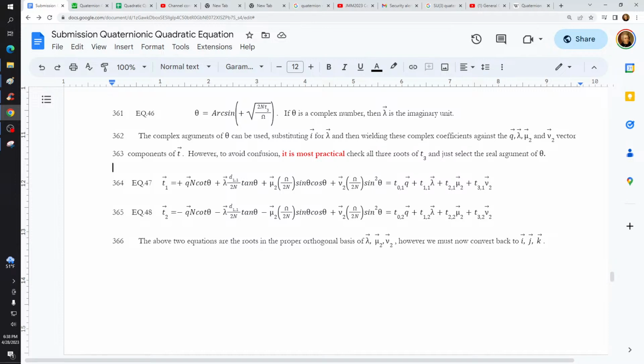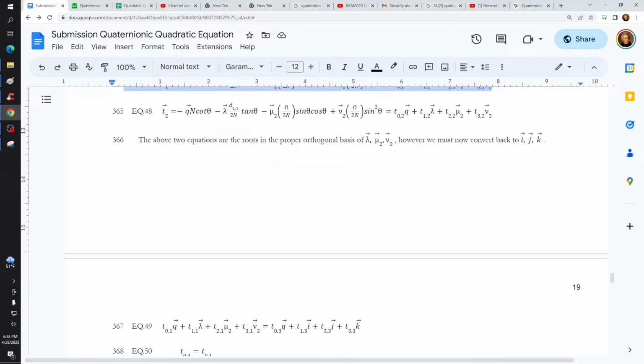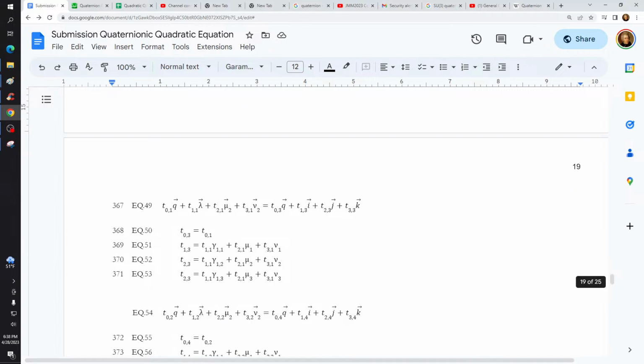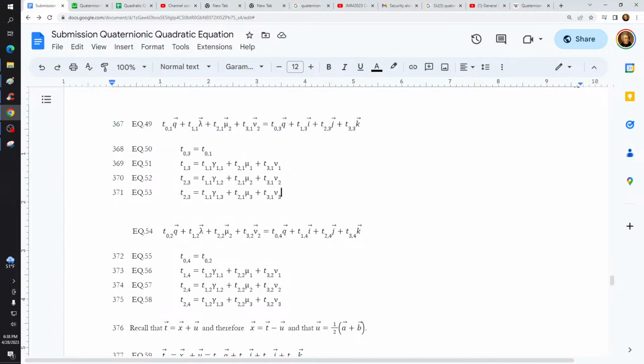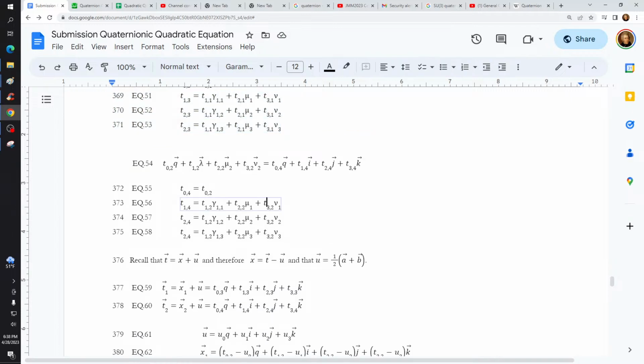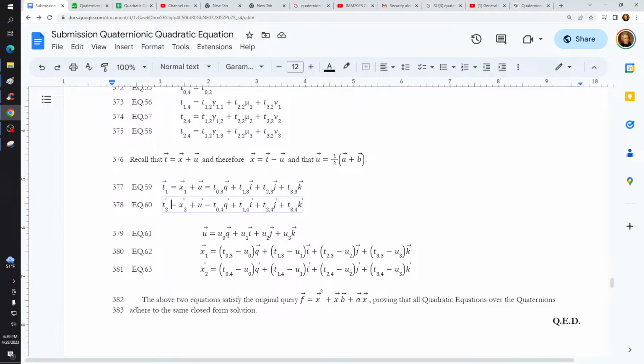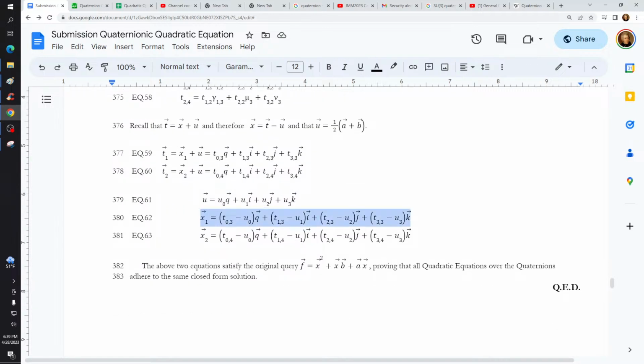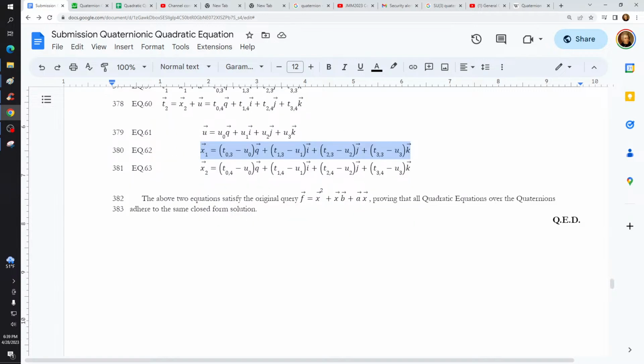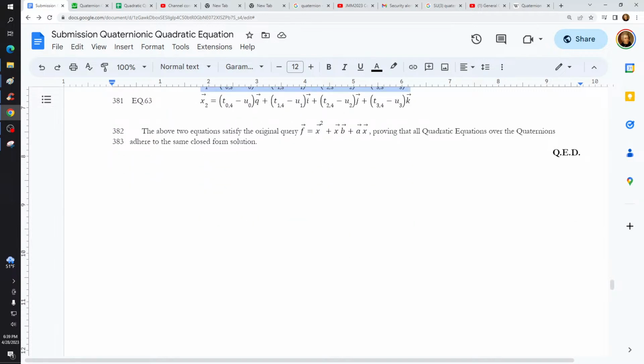Okay, and then you get your coordinates T1, T2, T3, whatever. You get both roots. We now have to convert back to IJK. So now we do an orthogonal basis conversion back to IJK, and we get T1 and T2 in their IJK form, which is generic. And then remember, x is equal to t plus u. So now we take u and subtract that from t, and out pops our roots x1 and x2. QED, the end.